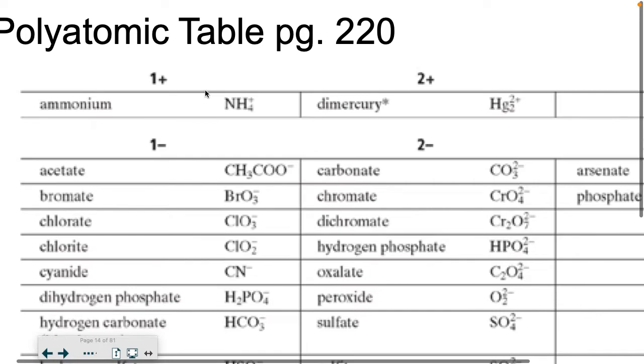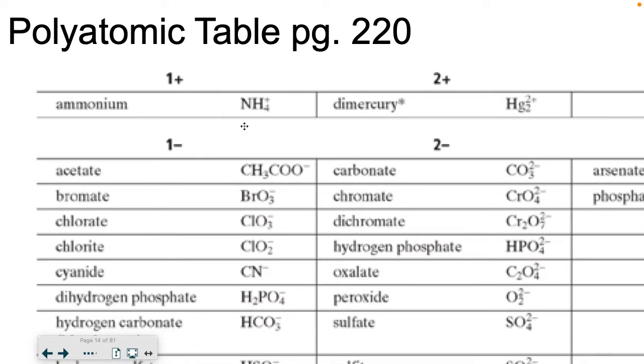So one type of polyatomic, ammonium, we have nitrogen and 4 hydrogens, and it's got an overall +1 charge. When we drew the Lewis structure, it was like a tetrahedral. Okay, here's acetates. You're going to see a lot of acetates the next couple of days.